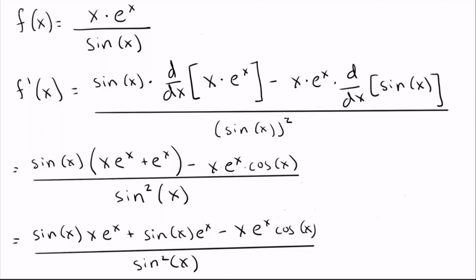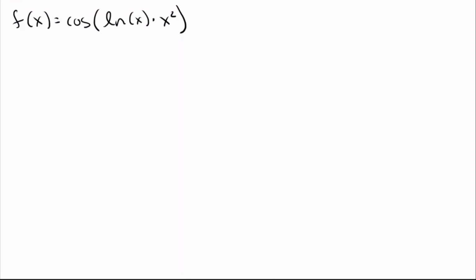Okay, so there we go. That's a pretty straightforward derivative practice problem using both the product rule and the quotient rule. So let's go on to something a little bit more complicated. Okay, so here we've got a cosine on the outside, and then inside of it we've plugged in natural log of x times x squared.